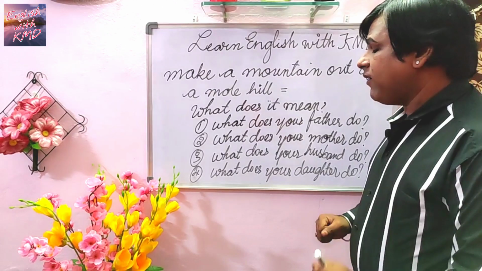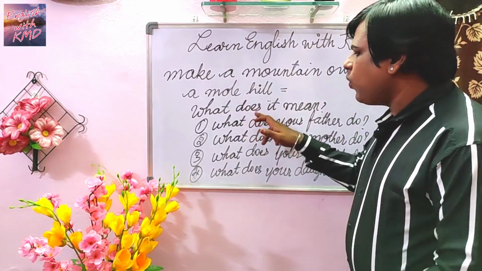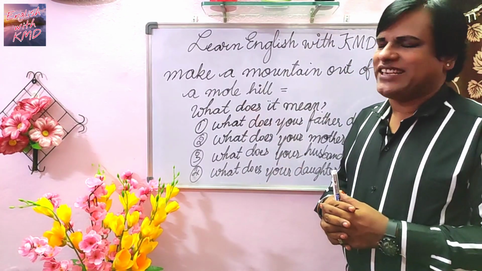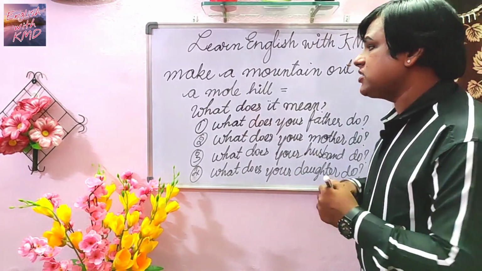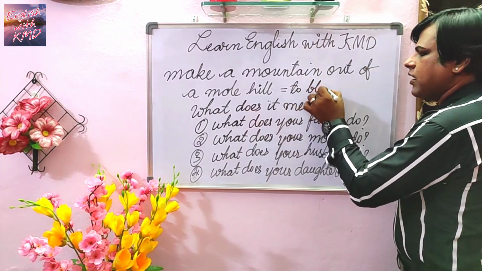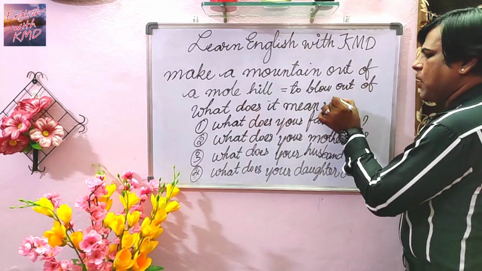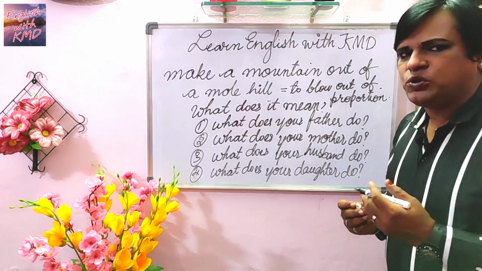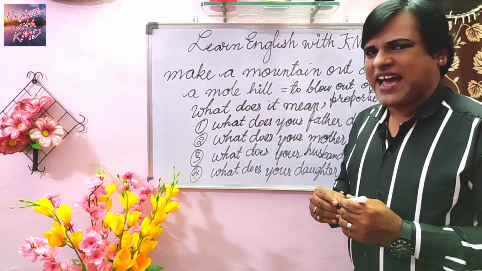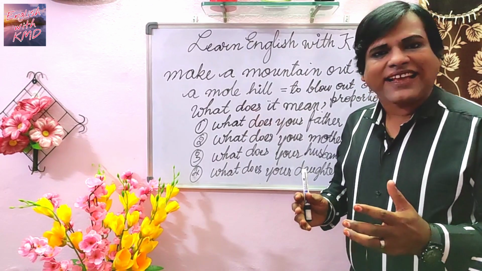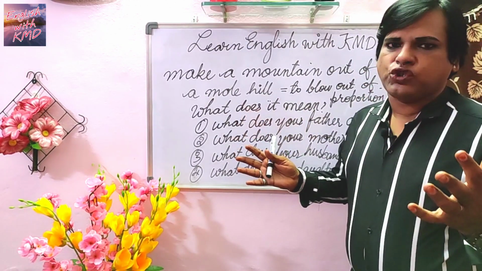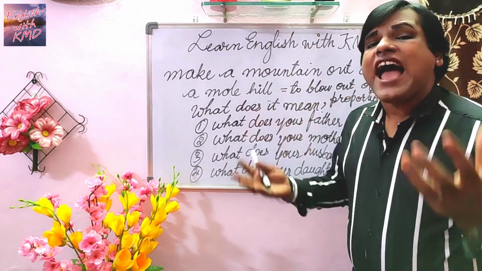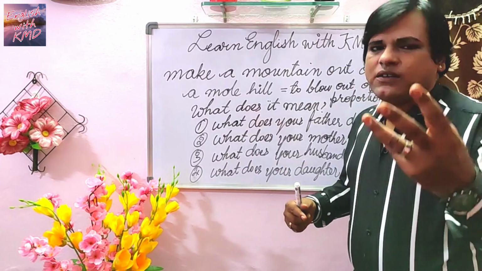Coming back to the question now, what does it mean, or what does make a mountain out of a molehill mean? Well, the answer is, make a mountain out of a molehill means to blow out of proportion. Yes, to blow out of proportion is the meaning of this idiomatic sentence. To blow things out of proportion, or to exaggerate something, a matter which is trivial, which is very little.